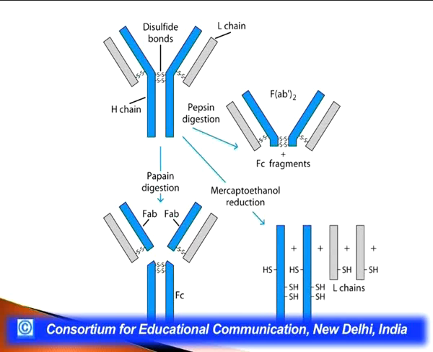Now, this papain digestion causes the Fab fragments to form, which are monovalent fragments, and hence they can individually bind to an antigen. Fab, as the name suggests, is the region where antigen binding takes place, while the Fc fragment that is formed is the fragment that undergoes crystallization, hence called the Fc fragment.